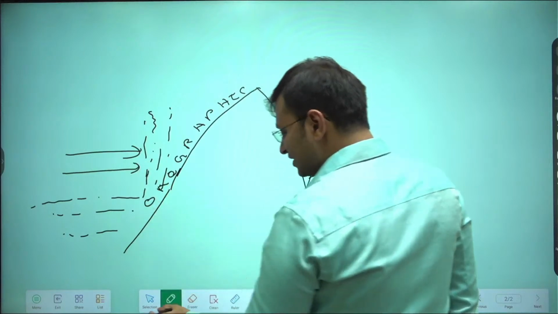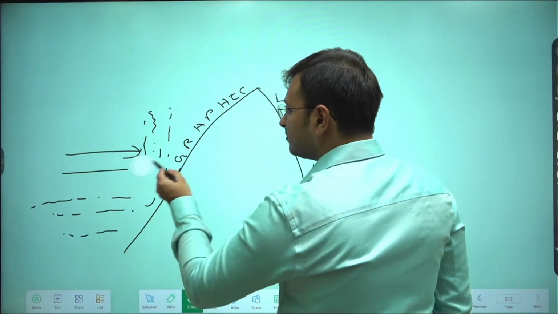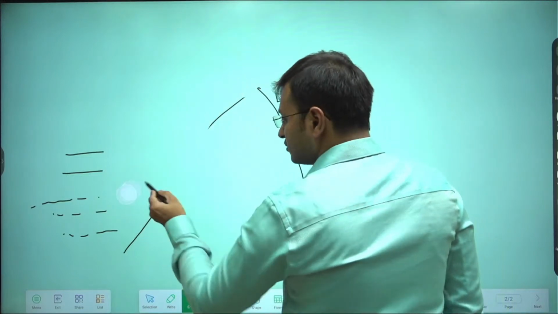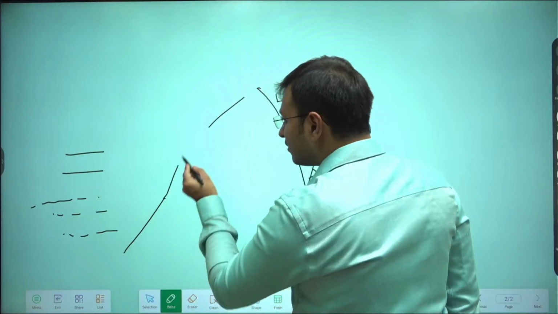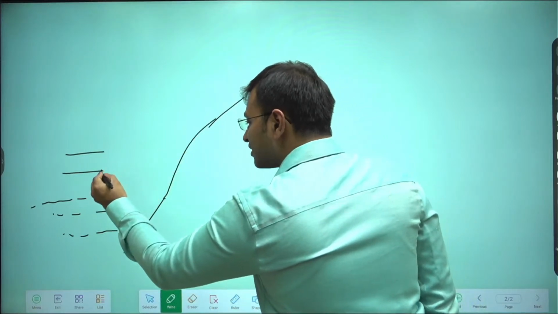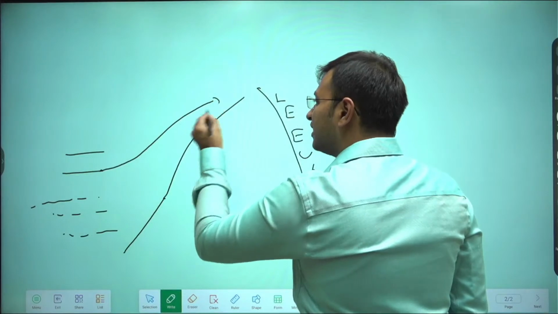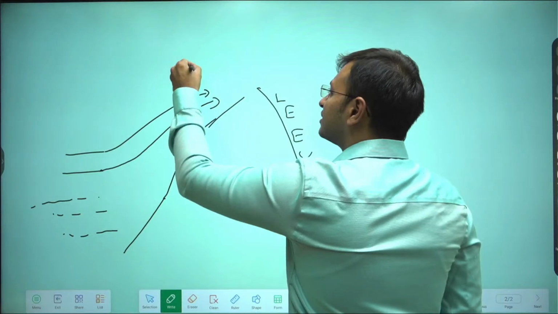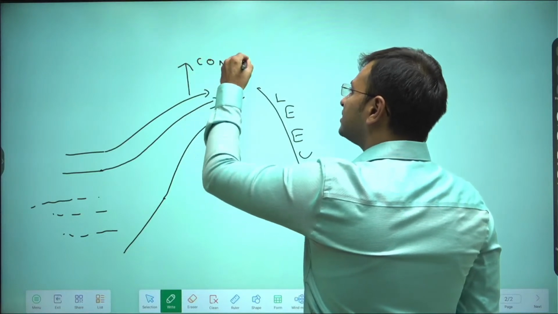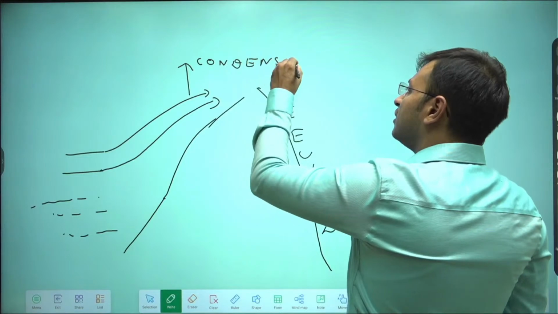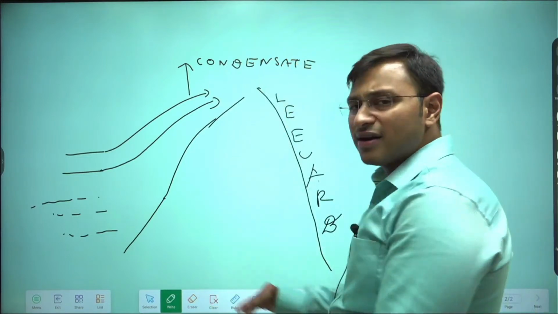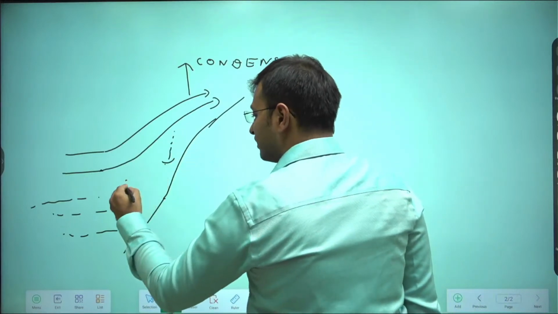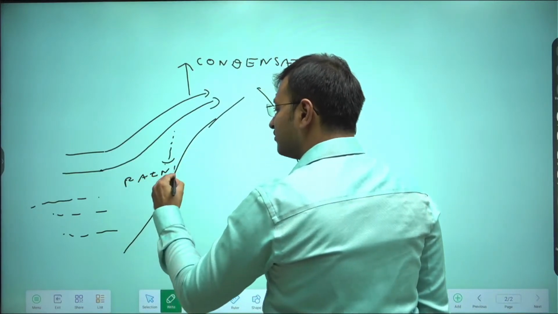Why? Because as soon as the wind tries to rise up, the wind is being obstructed. Now the wind is trying to rise up along the slopes. As soon as the wind tries to rise, it will condense, it will cool down, and whatever moisture is present in this wind will come down as rainfall.